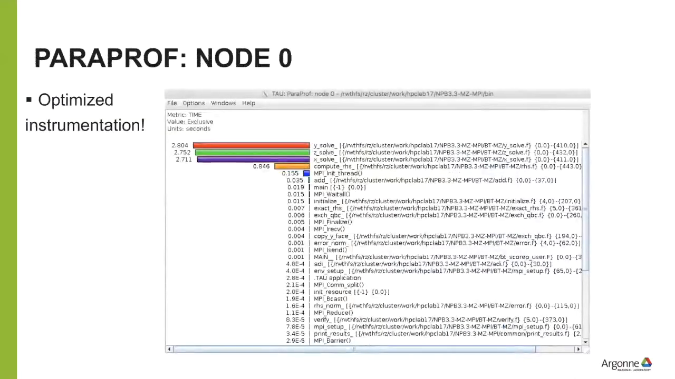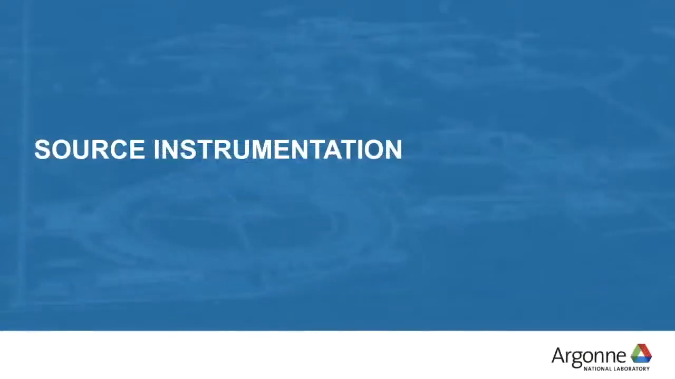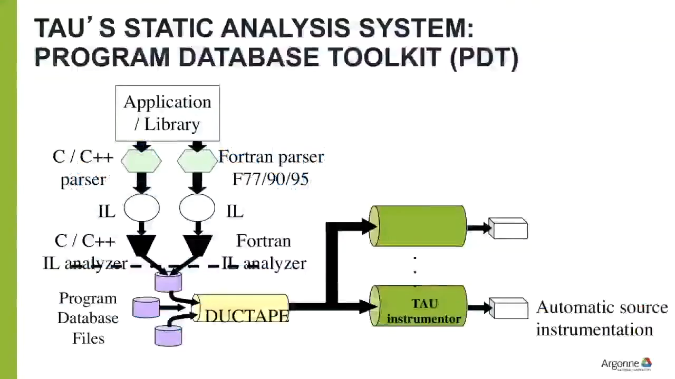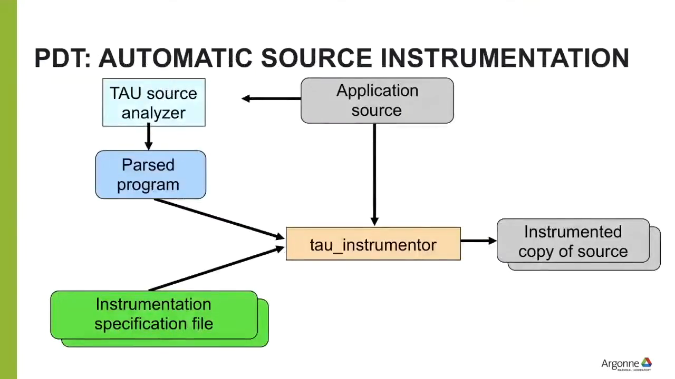This is the bar plot that I showed you. This is the optimized instrumentation where I can now see the X, Y, and Z solve phases and the time spent in that. This is by re-instrumenting the code using compiler-based instrumentation. But I can also use source instrumentation using the toolkit called the Program Database Toolkit, where we parse the application source code, we analyze the intermediate representation, and create program database files that contain enough information about the location of functions. And then the TAU instrumenter will take the original application source code and then create the instrumented code where we put the start and stop calls.